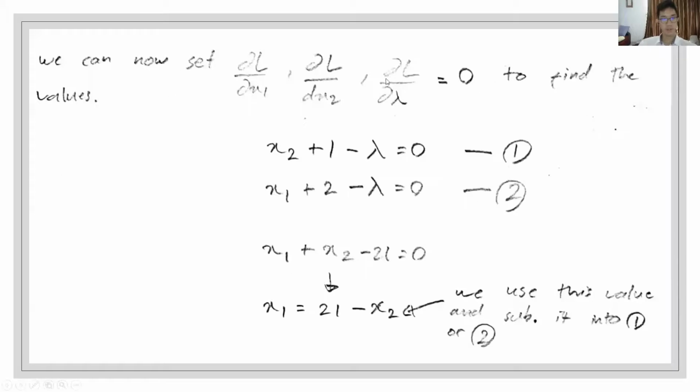And now, sorry for the blurry image, but to find the actual max values, we set all of these equal to 0, and then we find these equations, which are x2 + 1 minus lambda equals 0, and x1 + 2 minus lambda equals 0, which I note as equation 1 and equation 2. And then over here for the lambda equation, I put it as x1 equals 21 minus x2, which we will substitute into the function later on.